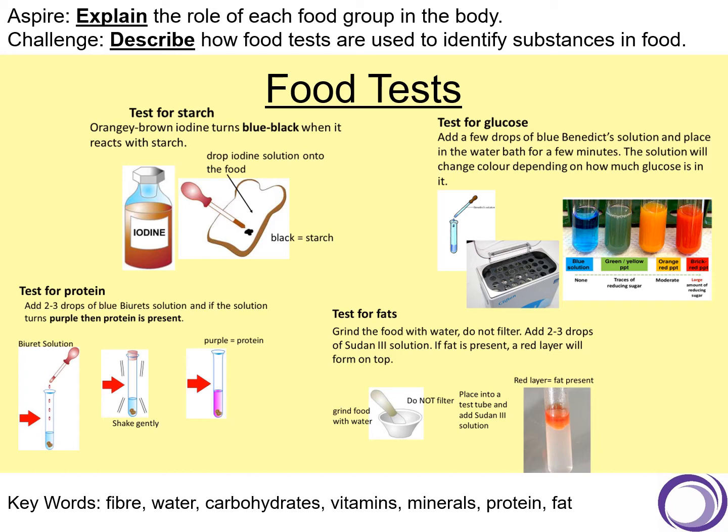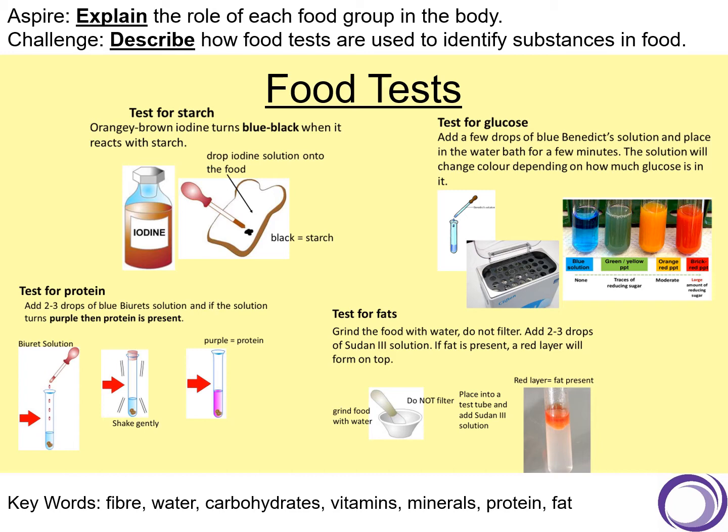Now, the test for glucose, what we do is we add a few drops of a solution called Benedict solution, and this solution is blue. And what we do then is we place it in a water bath for a few minutes, and the solution then will change in colour depending on how much glucose is present. If there is a little bit of glucose, it will be green. If there is a medium amount of glucose present, it will be orange. And if there is a lot of glucose present, it will turn red. So I remember that as a traffic light system.